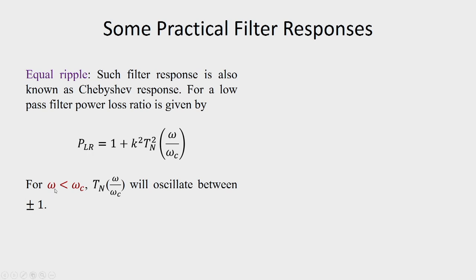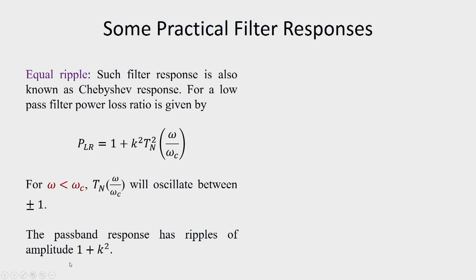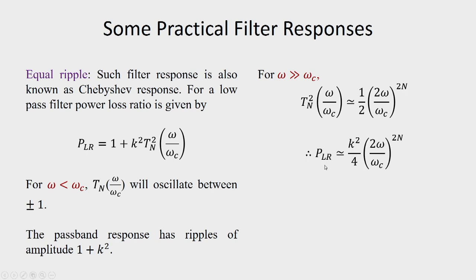and for omega less than omega c, T n will oscillate between plus minus 1. The passband response has ripple of amplitude 1 plus k square. For omega much larger than omega c, T n square omega by omega c becomes approximately half of 2 omega by omega c raised to the power 2 n, and PLR becomes k square by 4 times 2 omega by omega c raised to the power 2 n.